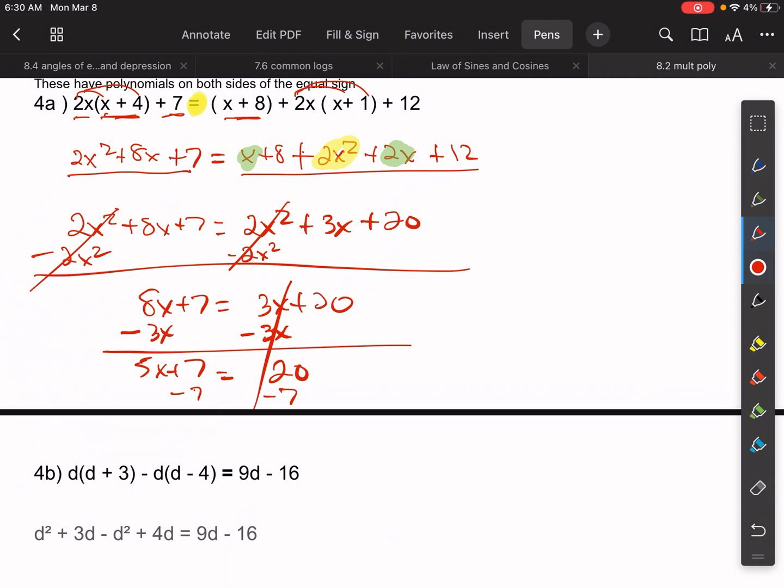to get x by itself, right? We're trying to isolate the variable, and I'm going to just move this over here. I'm left with 5x on the left side is equal to 13 on the right side. Okay, so to get x by itself, I have to divide both sides by 5. And x is equal to 13 over 5. Or you could say that that's the same thing as 2 and 3/5, right? 2 and 3/5. Same deal. All right, guys. That's all for 4A.